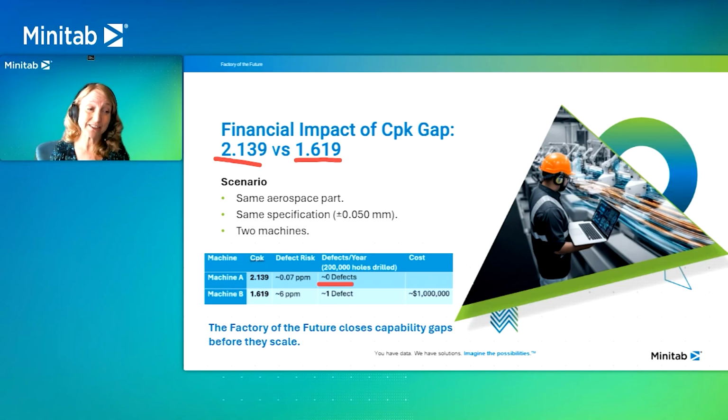But that 1.619, if you're drilling 200,000 holes a year, which is not uncommon, right? You're going to have a defect in there. And guess what? In this industry, that defect can easily be around $1 million, both in having, in this case, aerospace, possibly having to ground planes. That's going to be even more expensive than that.